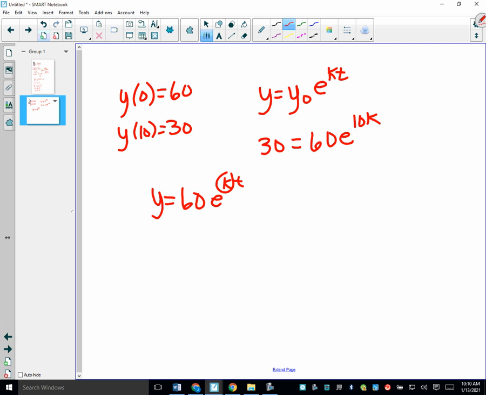Wait, so our formula at the end doesn't have t or y. You fill in y sub o and k.